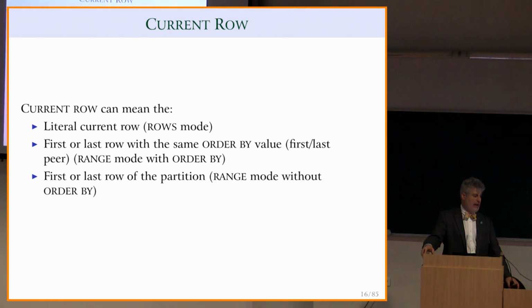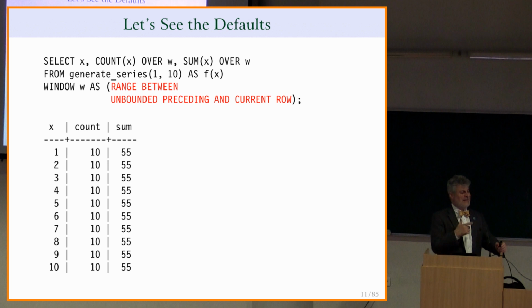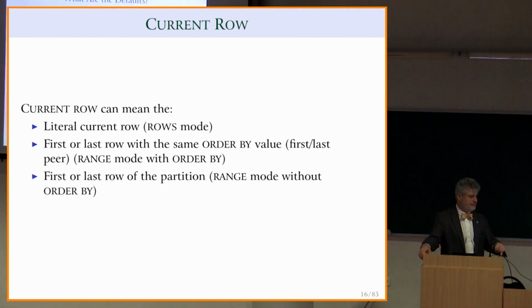If you're in range mode and you have an order by, then current row means all of your peers, all of the rows that have the same order by value that you do. Okay? And if you're in range mode and you don't have an order by, it means the first or last row of the partition. And that is why this query, which you asked about, when it says current row right there, it means the last row in the partition. Because we're in range mode and there's no order by. Very disappointing, but that's what we got. This is what the standard has, that's what we have to implement. Okay? So that's a little background there. Any questions?